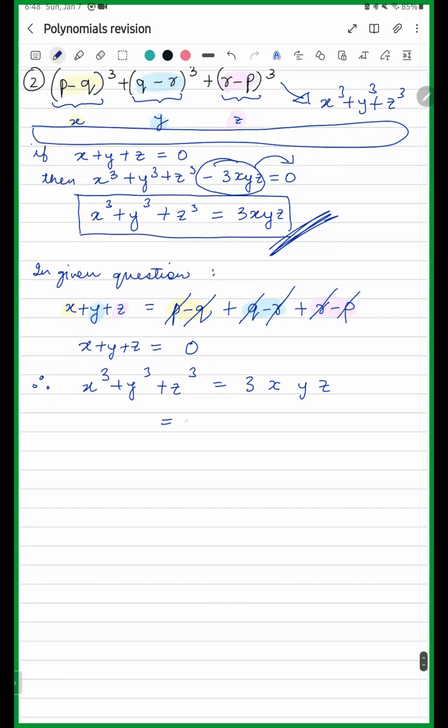So 3 into x, which is p minus q, into y, which is q minus r, into z, which is r minus p. So this is our final answer. If you want me to repeat this question, I can repeat it for you.